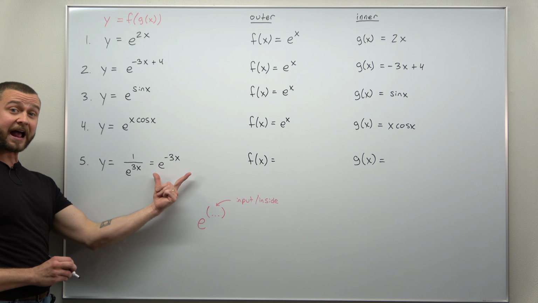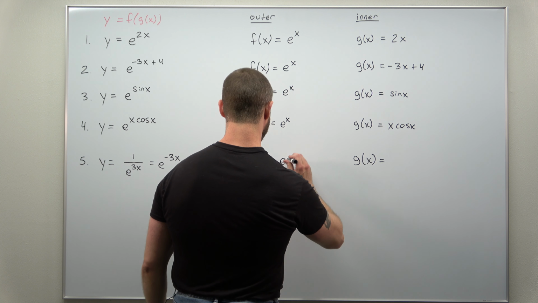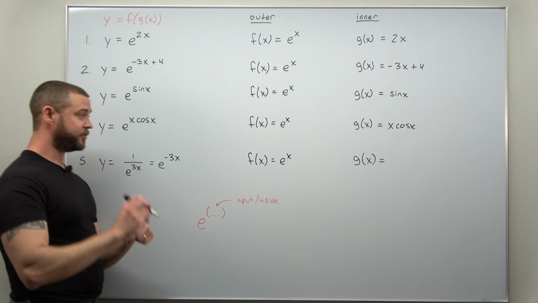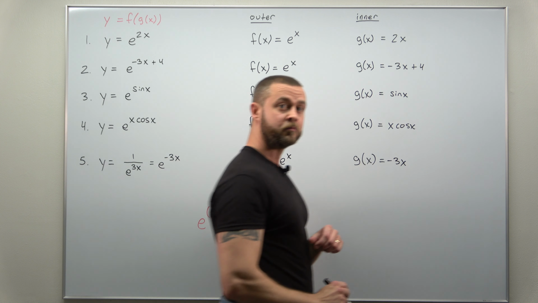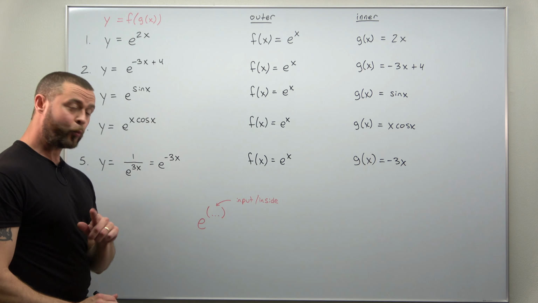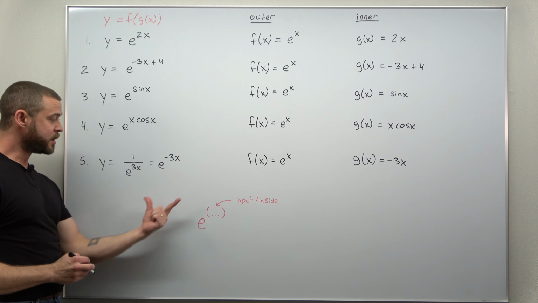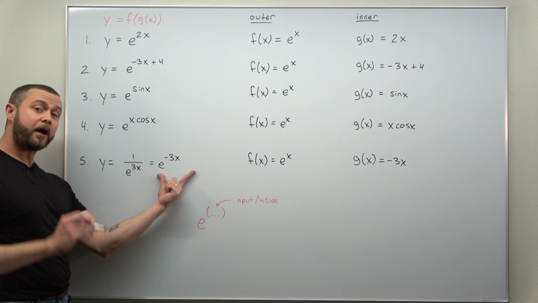So here, our outer function would again be e to the x, but the inner function, that's now negative 3x. All right, and again, worth pointing out, notice here that simple act of rewriting, we go from applying maybe the quotient rule to now by rewriting it, we apply the chain rule.